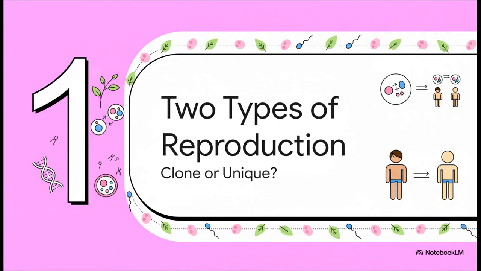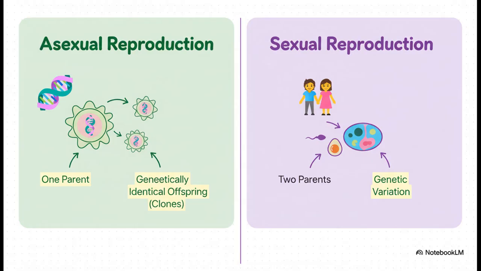To get to the bottom of that, we first need to get our heads around the two main strategies that nature uses to create new life. There are two very different ways of passing genetic info from one generation to the next. On one side, you've got asexual reproduction. This just involves one parent, and it produces offspring that are genetically identical. They're clones. Think about bacteria just splitting in two.